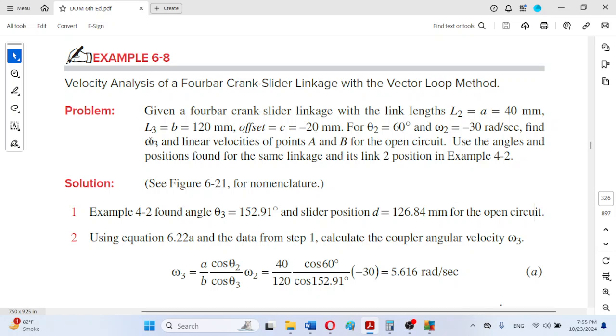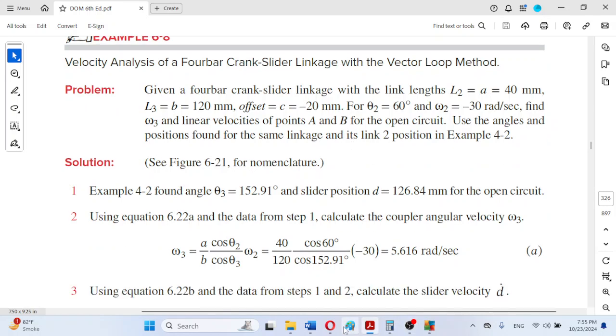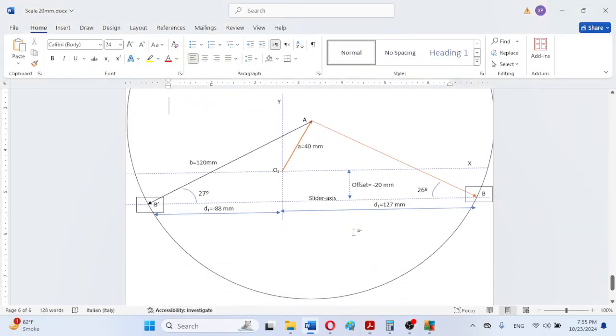So we are required to determine the angular velocity of the connecting rod and the linear velocities of point A, which is the crank point, the moving revolute, and B, which is the slider position. So we will be determining the velocity of the slider and the velocity of the crank point, the crank moving pivot. We had drawn this diagram for the position on MS Word.